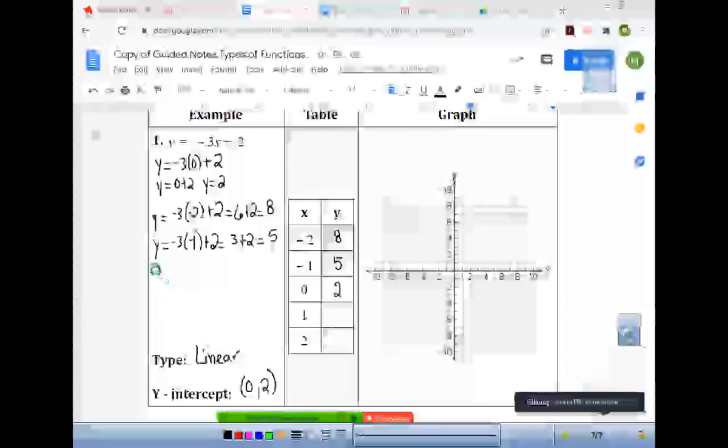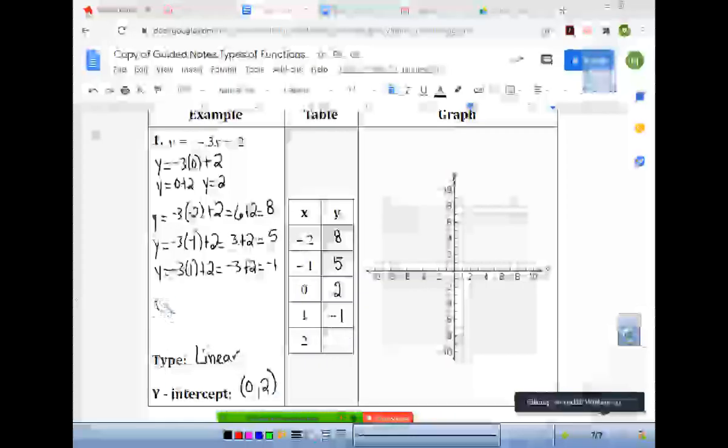Then we already did 0, so now we'll go to 1. You can go ahead and start working that one out. I'm waiting for my computer to stop freezing up. Plugging in 1 for x and simplifying. There we go. So -3 times 1 plus 2. So what's -3 times 1? -3 plus 2 is -1.